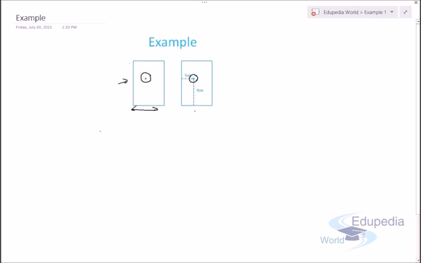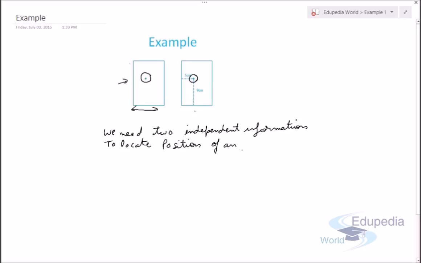So what we can conclude is we need two independent pieces of information to locate the position of an object on a plane.